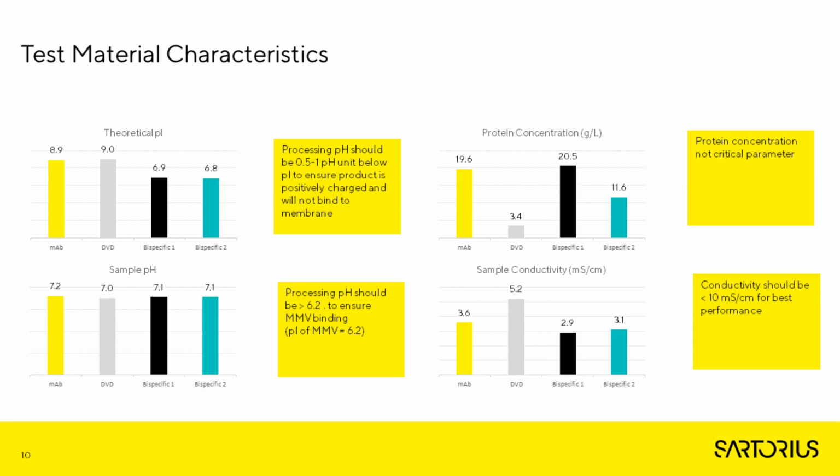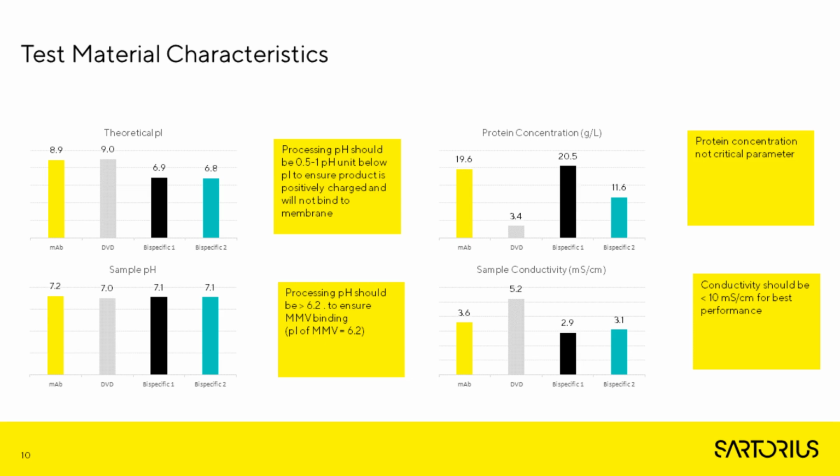So let's take a look at the characteristics of our test material. In the upper left, we see the theoretical PI values for the materials. As discussed earlier, we would like to have the pH of our buffer below the PI value of the product, so the product will be positively charged and will not bind to the membrane. As you can see here, 2 of our materials have PI values lower than our buffer.